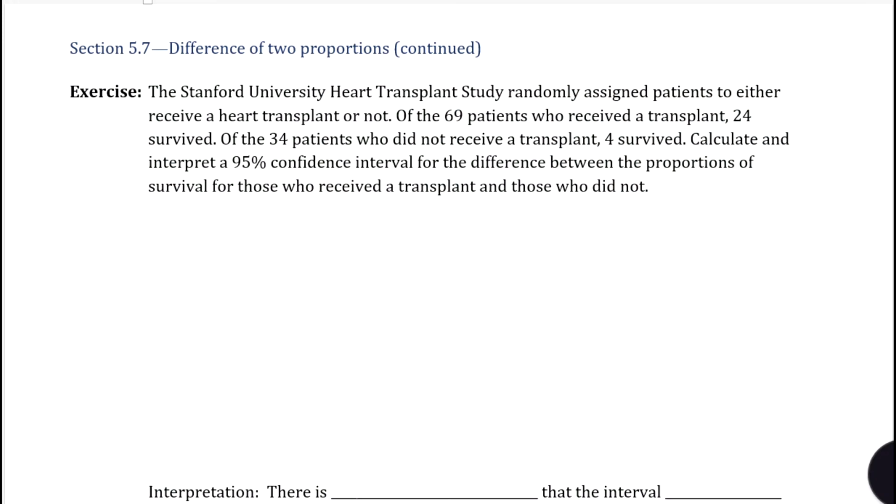Hello, these are the exercises for section 5.7, the difference between two proportions.